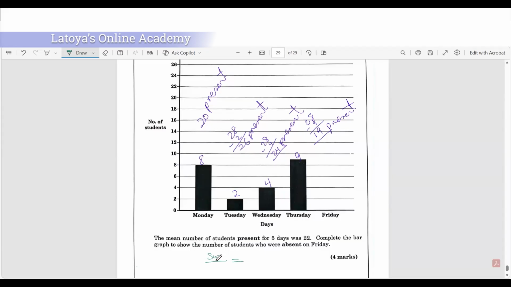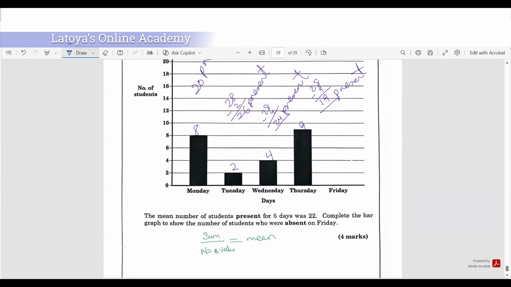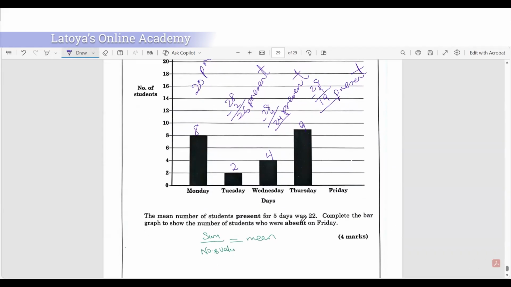The sum goes on top, the number of values goes underneath, and the mean comes here. So let us read this question and see what they gave us. The question is telling us that the mean number of students present for 5 days was 22. 5 days and the mean is 22. Why did they give us the mean and the number of values? Like in the question in section 2, so that we can multiply to determine the sum.